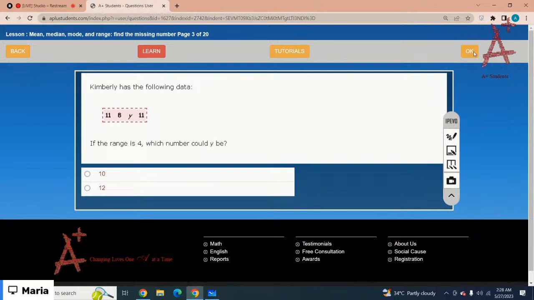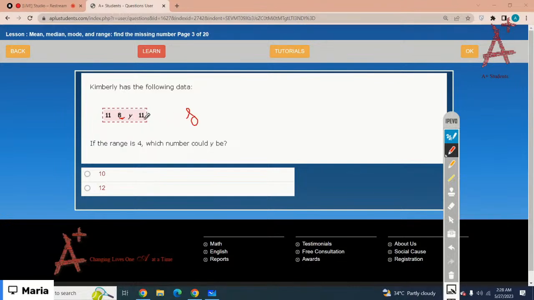Okay, the next one. Kimberly has the following data. If the range is 4, what number could Y be? Range is 4. That means the range is the difference of the least and the greatest number. So the least number here is 8. Then the greatest would be 11, but 11 minus 8 is not 4. You have to find the number that when subtracted by 8 makes 4. So Y could be 12, because 12 minus 8 equals 4.